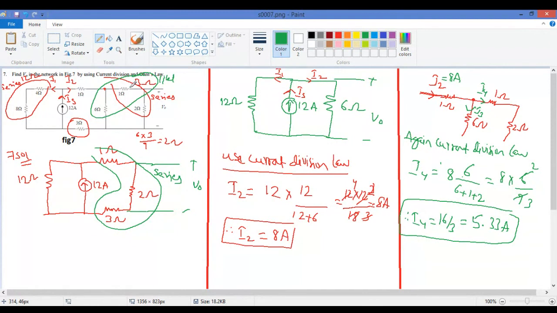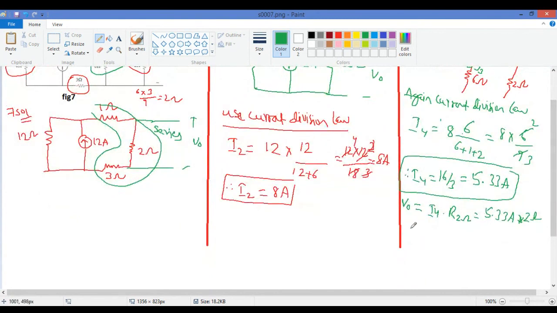Now see, the I4 here is the same across the 1 and 2 ohm resistors. So now we can find out V0. V0 is equal to I4 into R, 2 ohms. So which is I4, 5.33 ampere multiplied by 2 ohms. So therefore we get V0 is equal to 10.66 volts.